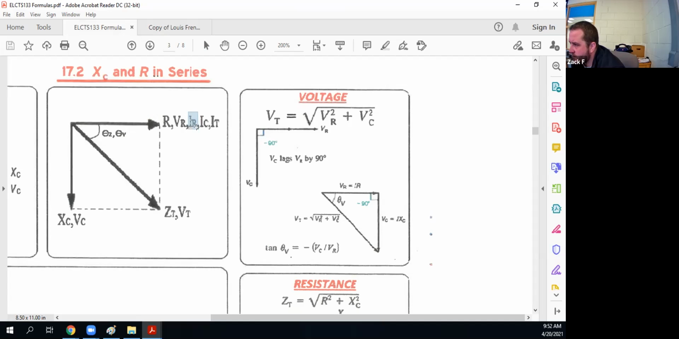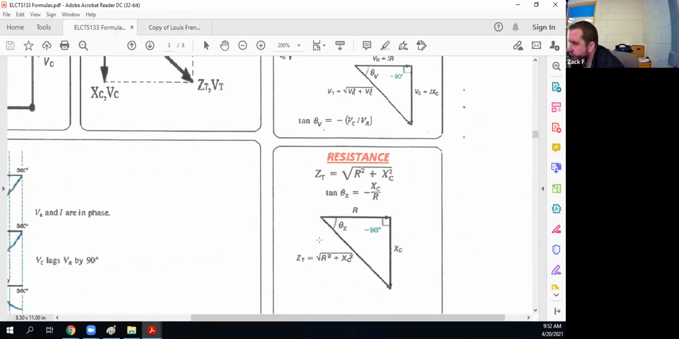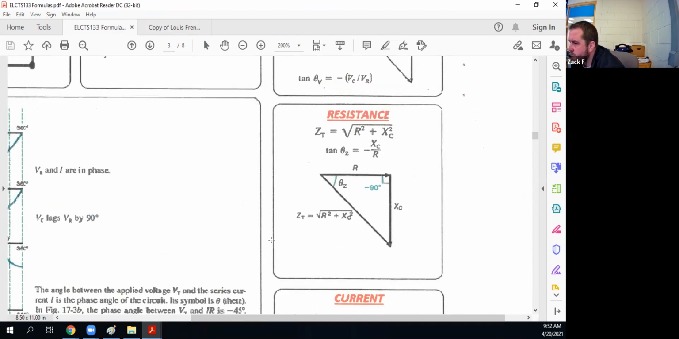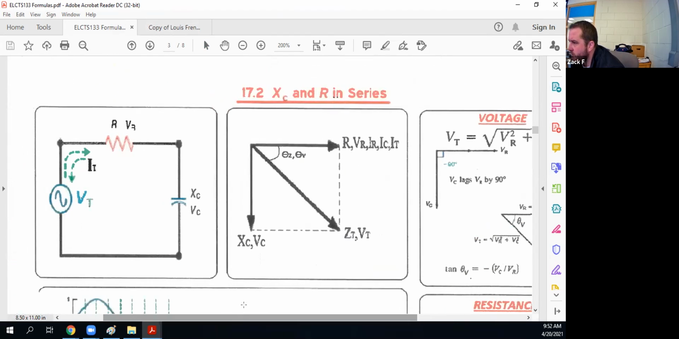So this means resistive current, but it doesn't say IR, like the voltage drop across the resistor. So you're just going to have to remember that one. It's not on your formula sheet.